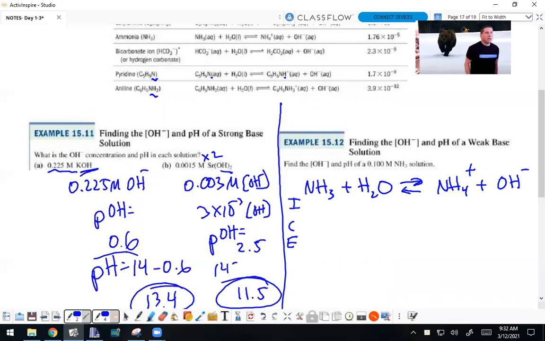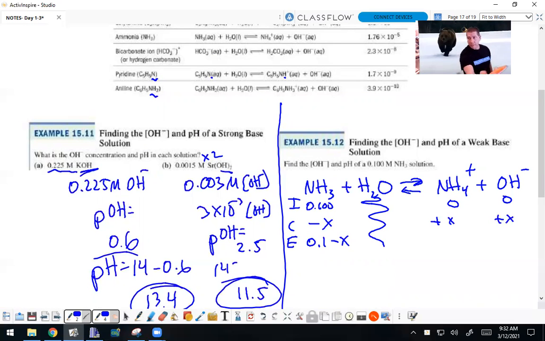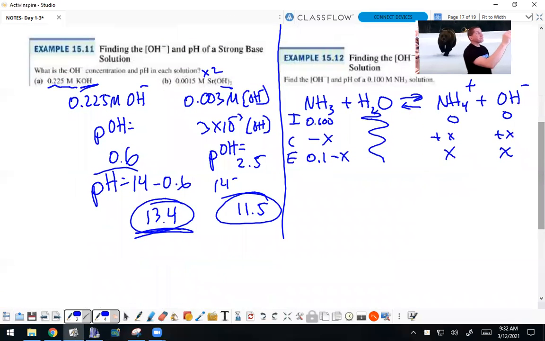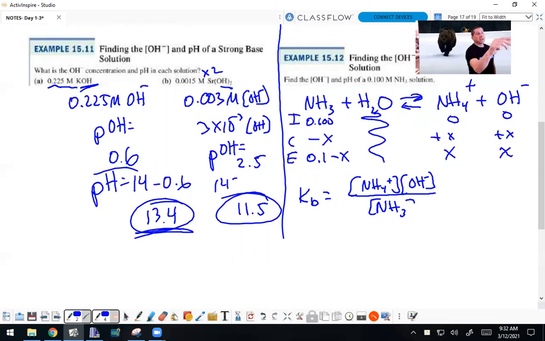So we need an ice chart, the starting concentration. We still don't do water. Everything else is identical up until the end. And then what's different in the end? Well, we have OH minus. So we have to find pH by subtracting from 14. So I'm just filling this in. Same as an acid, I'm doing that equilibrium expression, the KB expression this time.